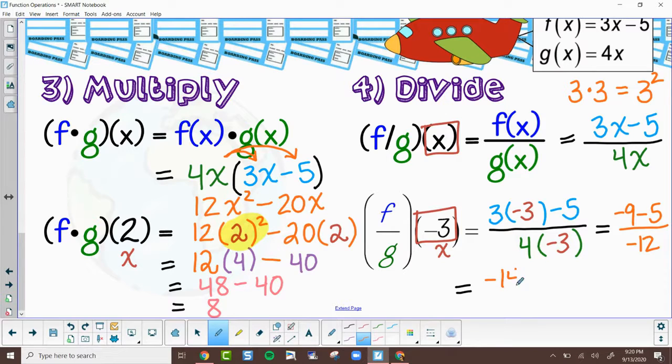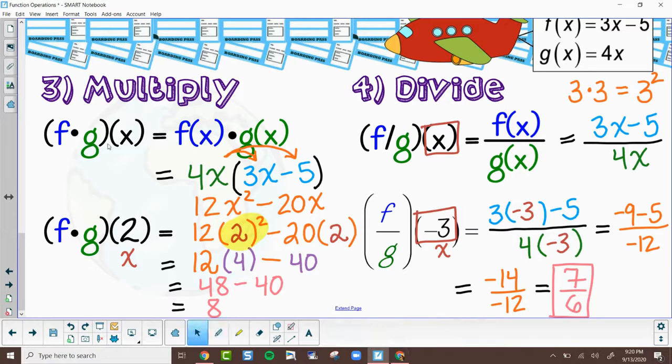Negative 14, negative 12. Ooh, I'm seeing some double negatives. I also see I can simplify this by 2. So I'm going to have positive 7 over 6. Final answer, I will leave as a whole fraction. I will not use the decimals. All right, that's kind of your basic operations.